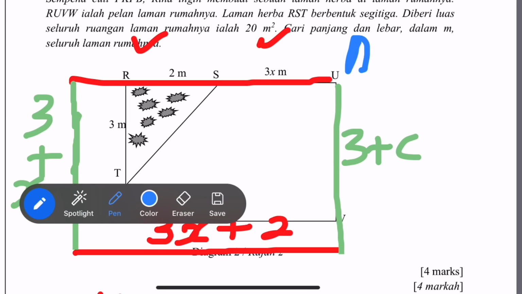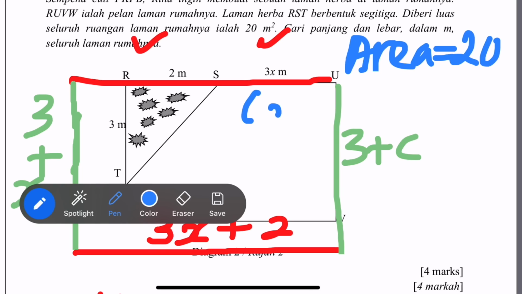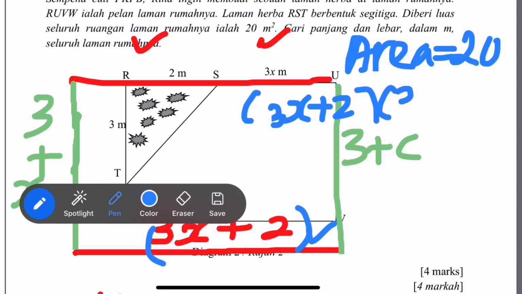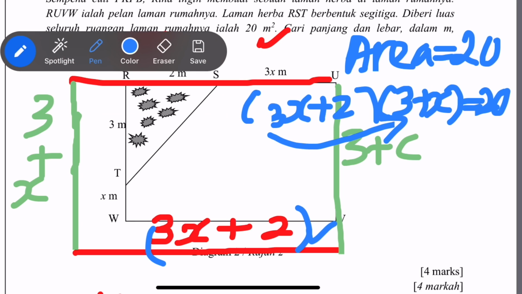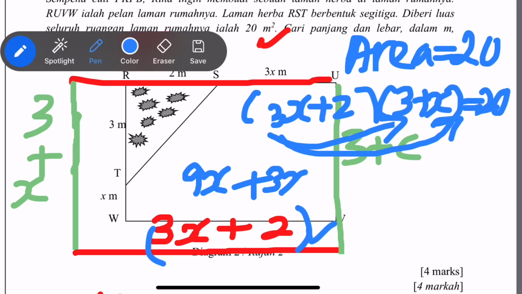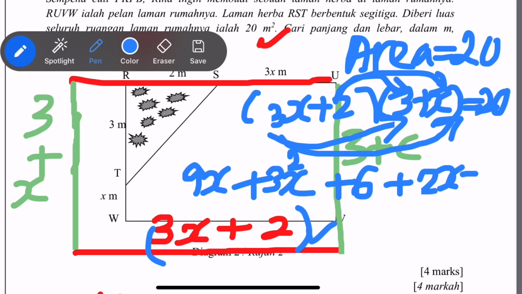Area is equal to 20, so 3x plus 2 times 3 plus x is equal to 20. So you need to do expansion. 3x times 3 is 9x, plus 3x times x is 3x squared, plus 2 times 3 is 6, plus 2 times x is 2x, equal to 20.